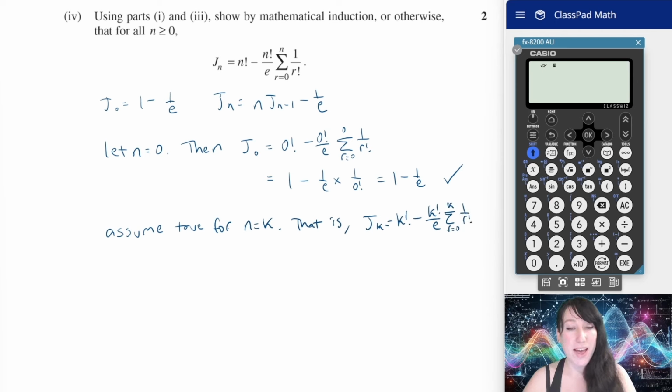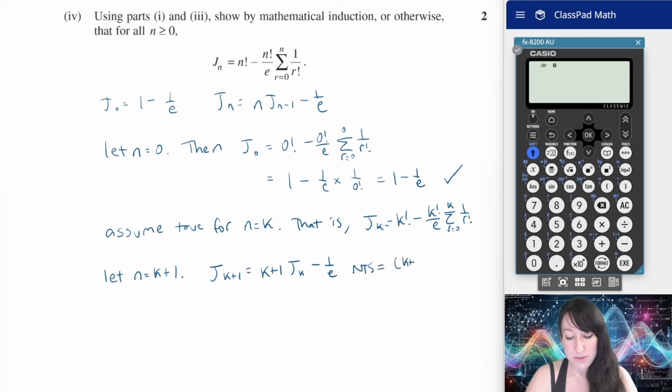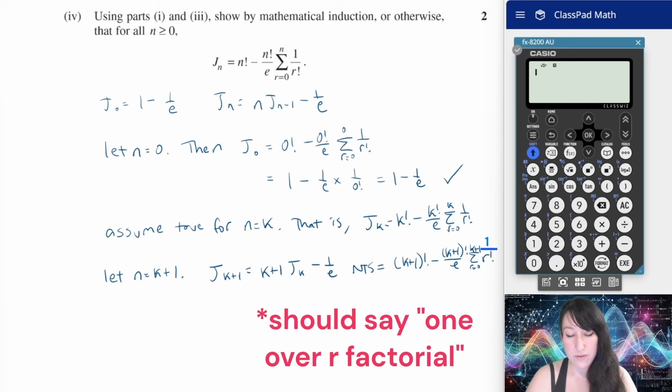Now let's see if we can prove it for n equals k plus 1. So our original definition of Jn would mean that J k plus 1 would equal k plus 1 times J, k plus 1 minus 1 is just k, minus 1 over e. And we need to show that it's equal to k plus 1 factorial minus k plus 1 factorial over e times the sum from r equals 0 to k plus 1 of 1 over r factorial.